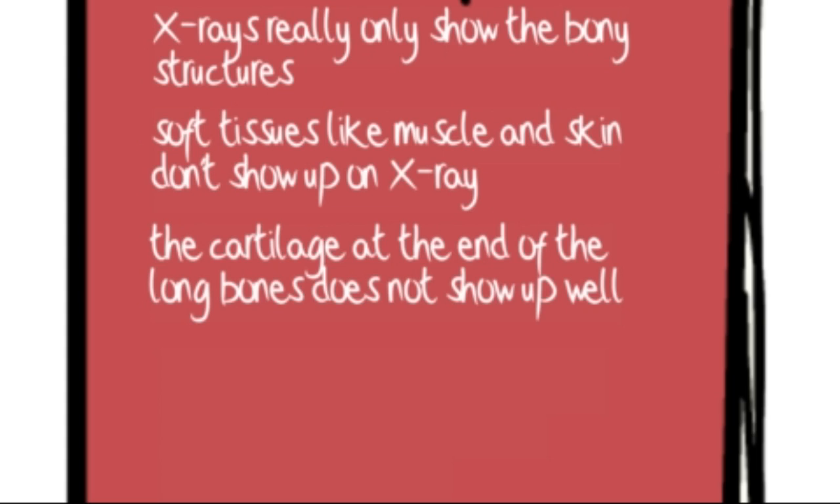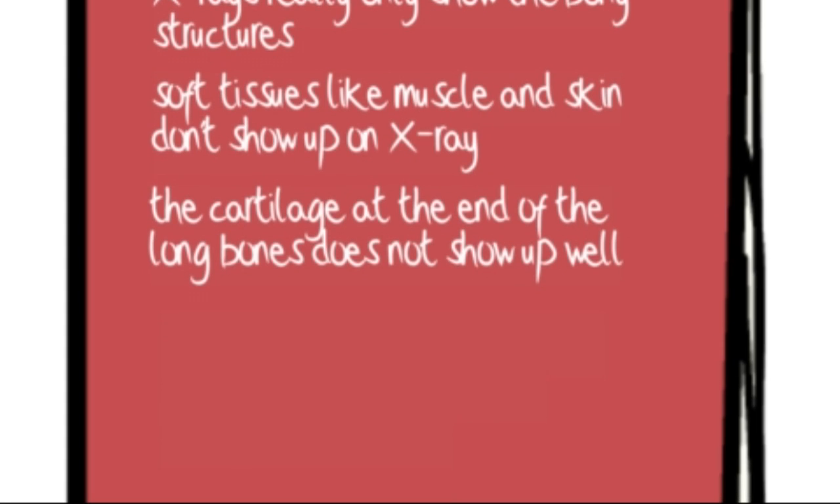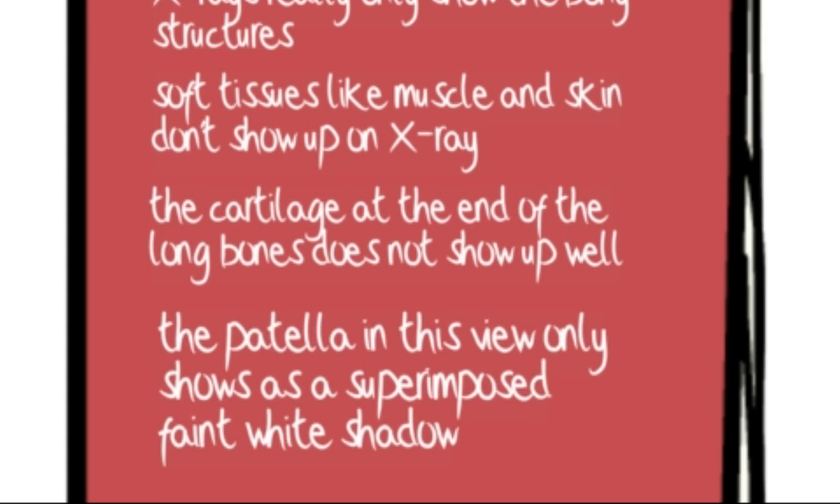We've also learned that in this particular X-ray view, the patella appears only as a superimposed faint white shadow. You cannot tell much about it. If it was fractured or broken right through the middle, you would probably be able to see that, but there are better ways of looking at the patella, as we'll see in part 2 and 3 of this series.